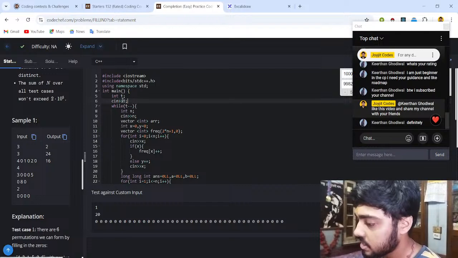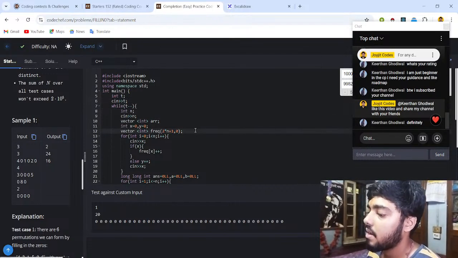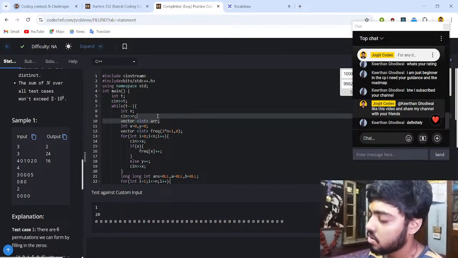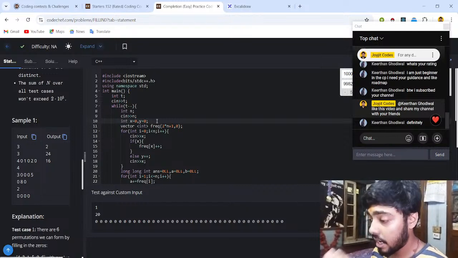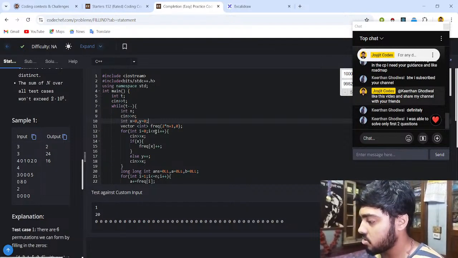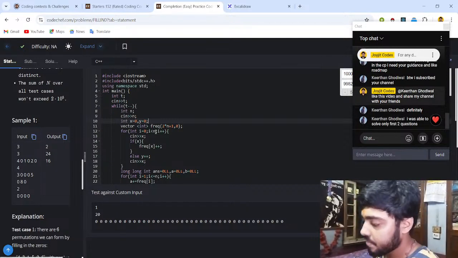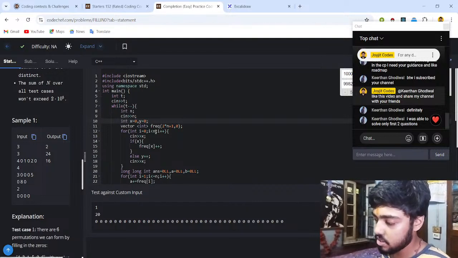So this is the test cases, then I'm taking the value of n, then I'm taking an array. So this was not needed actually, this was not needed also. Then I'm taking x and y. Now you'll not get what x and y is, but you'll get it eventually. I was able to solve only the first two questions. Then just rewind the video and watch the explanation till the next two questions also, okay?